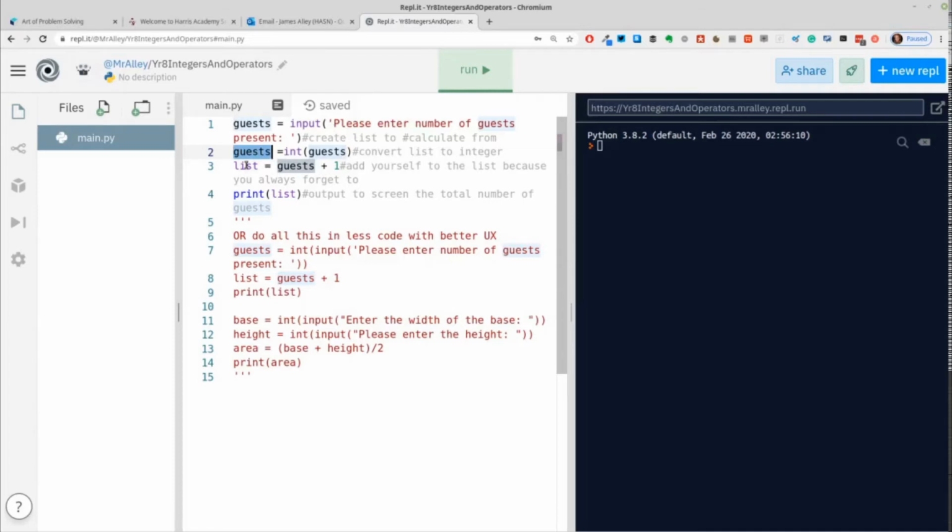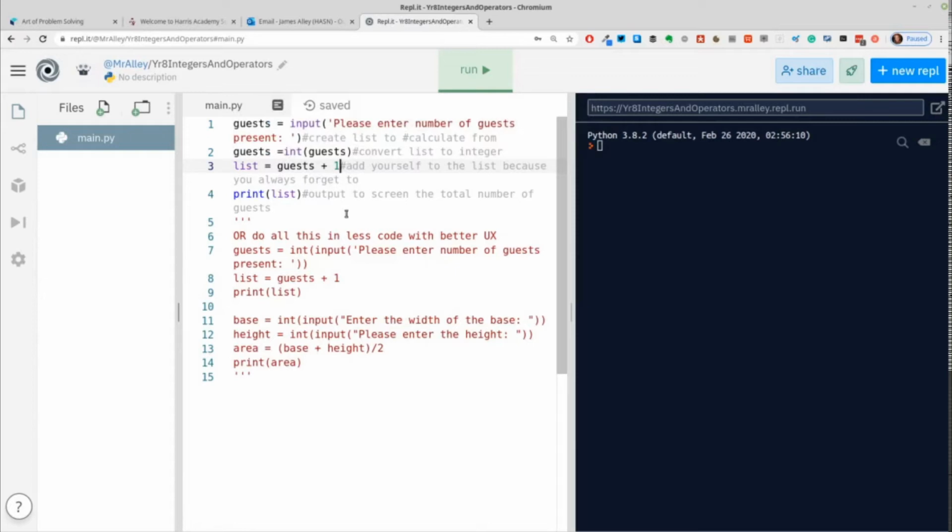Then we're going to set another variable called list, and this is the list of people who will be at the dinner party. So we're going to have the guests plus 1. So you've heard of your plus 1. In this case, this is for my sake. Add yourself to the list because you always forget to. So at the end of that, we're going to print the list.